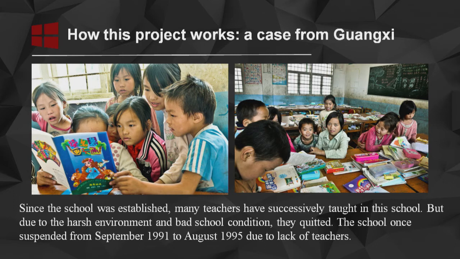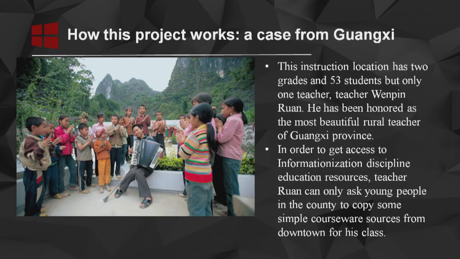So this is a view of the school, and because of the poor conditions, this school was once suspended for several years. But because there are 50-something kids there, it needed to be reopened. And there is only one teacher. This is the teacher who teaches in this school. He and his wife are the only teachers working here.